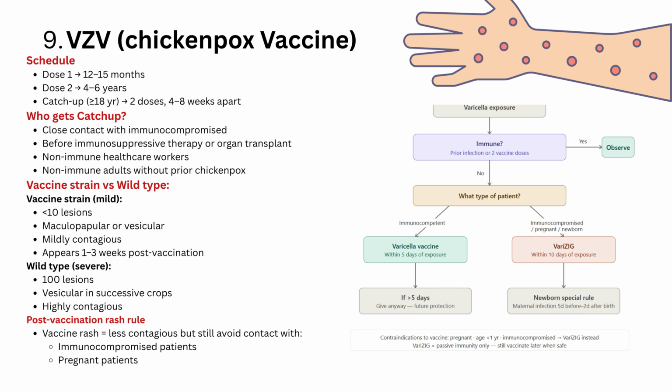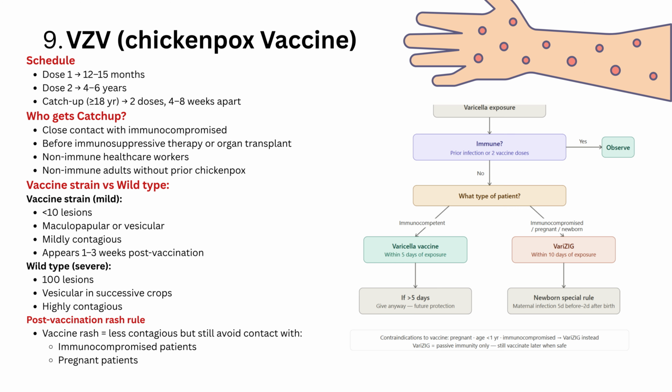It is important to remember that VARI-ZIG is only temporary protection. Once the situation is safe, such as after delivery or immune recovery, the patient should still receive the varicella vaccine for long-term immunity. Now let's apply everything in a final scenario. A 26-week pregnant woman who works in a pediatric unit is exposed to a child with active chickenpox. She has no history of infection and was never vaccinated.